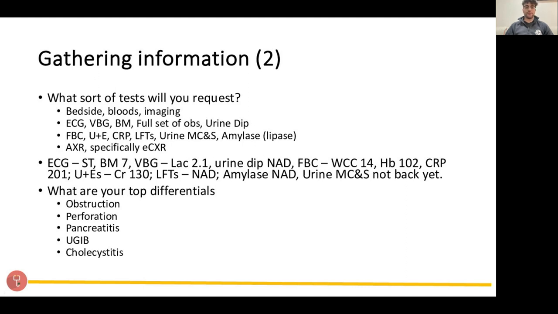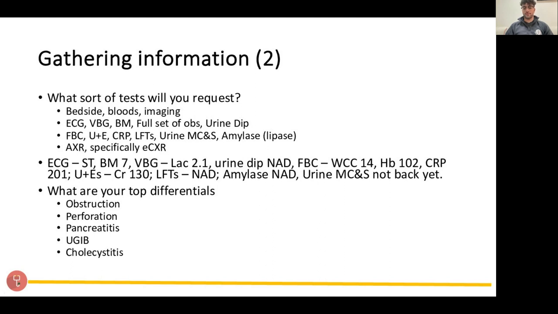And although you'd send off all forms of cultures, blood cultures, urine cultures, you don't expect them to be back yet. So if you were going to treat for any infection, it would have to be empirical. And the top differentials here would be obstruction, perforation, pancreatitis, upper GI bleed, and cholecystitis. Obstruction given that the patient is distended, perforation given that the patient has some form of guarding, pancreatitis given the location of the pain, and upper GI bleed given that the Hb is 102, it could also cause pain.